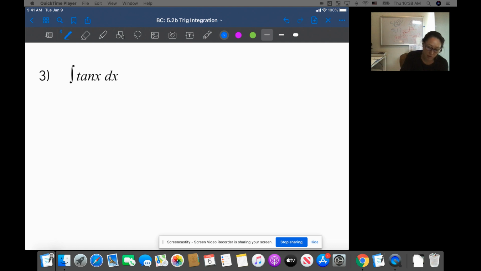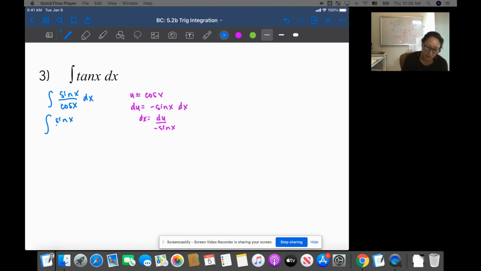So tangent, we're going to rewrite that as the integral of sine of x over cosine of x dx. And then we're going to make a u substitution. So I'm going to say that u is equal to the cosine of x. So du is equal to negative sine of x dx. So then dx isolated is du over negative sine of x. So let's make our substitution.